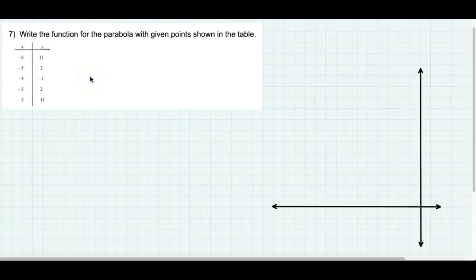Alright, so how am I going to find the equation or the function here if I'm just given a bunch of coordinates? Look, you can see there's some symmetry here, right? So we've got inputs -6 goes to 11, and then -2 goes to 11, and you can see that's kind of designed in order here. Let's just plot these points.